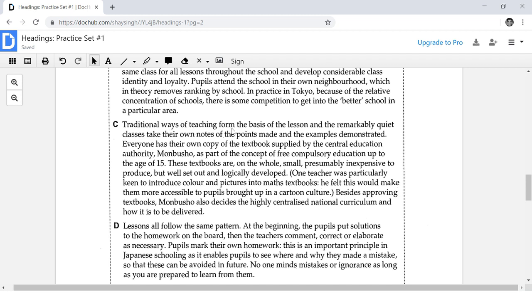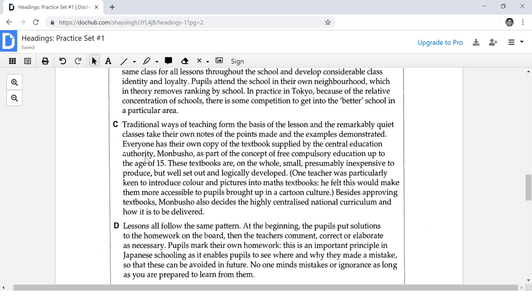Traditional ways of teaching form the basis of the lesson, and the remarkably quiet classes take their own notes of the points made and examples demonstrated. Everyone has their own copy of the textbook supplied by the Central Education Authority, Monbusho, as part of the concept of free compulsory education up to the age of 15.